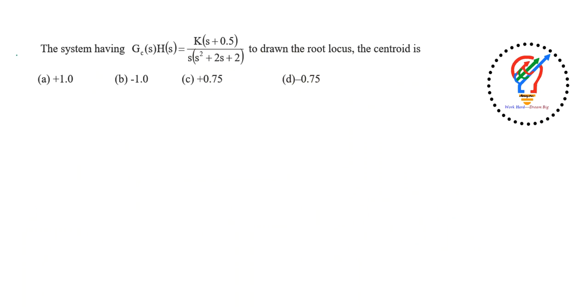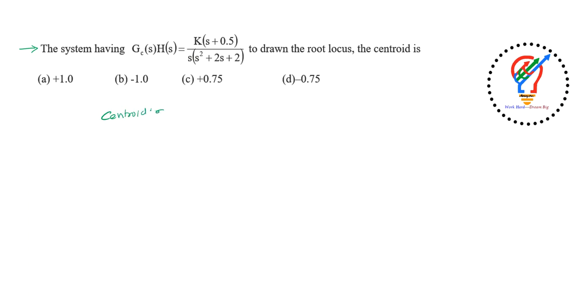We'll move to the next question. This question is from the root locus. The system has G(s)H(s) equal to K into (s plus 0.5) divided by s into (s square plus 2s plus 2). To draw the root locus, the centroid is what? Here we need to find the value of the centroid. First we will write the formula for the centroid.